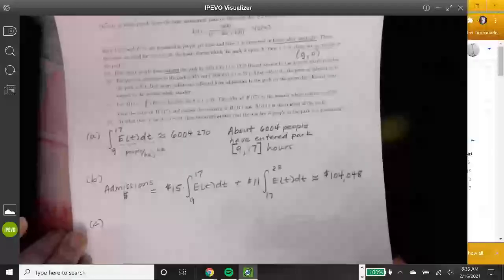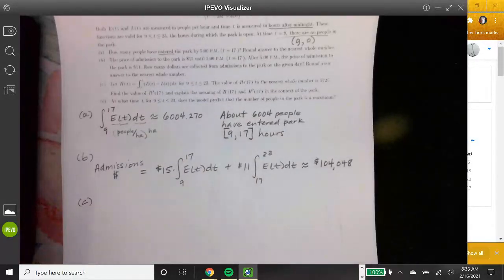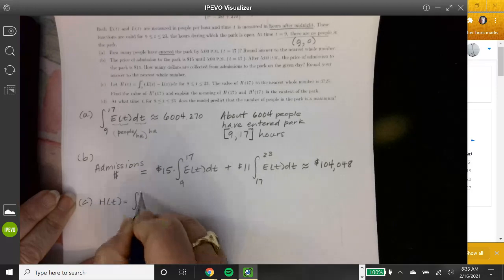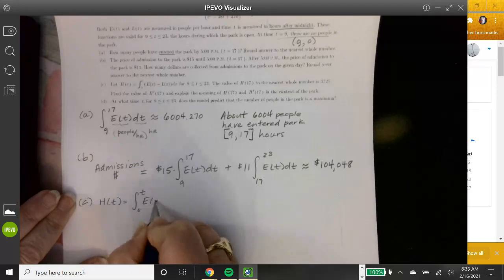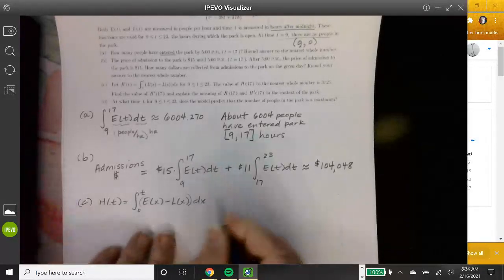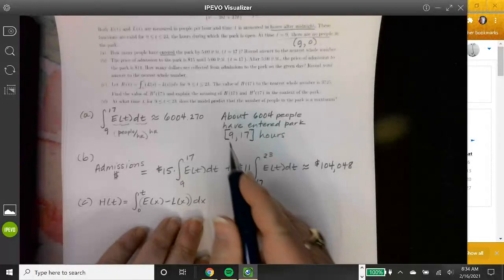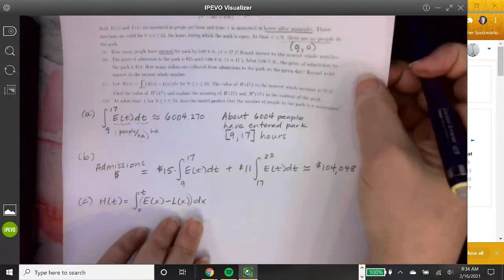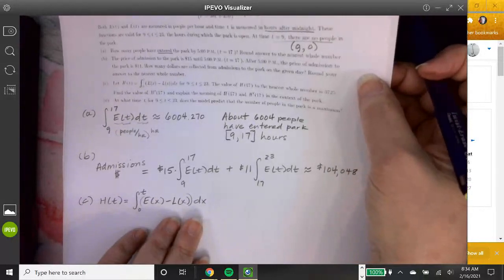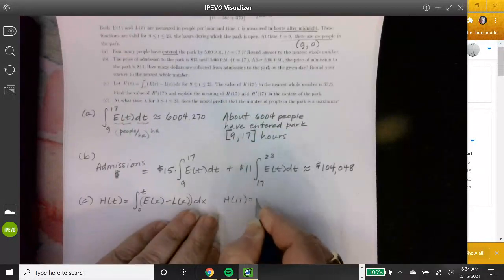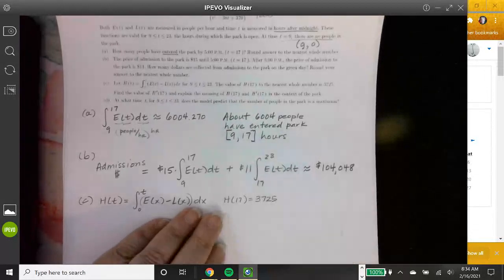Part C says, let h of t equal the integral from 0 to t of e of x minus L of x dx from 9 to 23. The value of h of 17 to the nearest number is 3,725. So h of 17 equals 3,725. Well, we'll just analyze this.